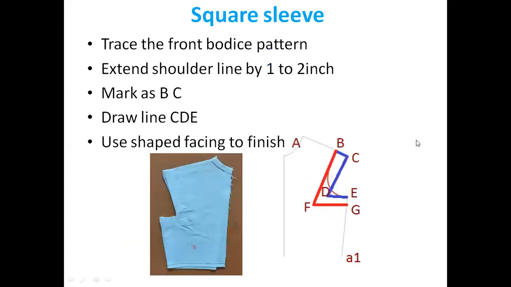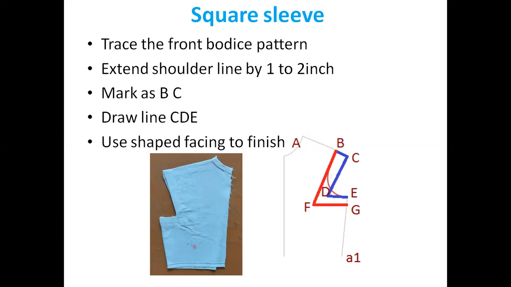Then we will be moving on to the sleeveless types. In the sleeveless types, we will be seeing three things. One is square sleeve, another one is cap sleeve, and the last one is which one? Can you remember? Magyar sleeve. Okay. We will be starting with square sleeve.